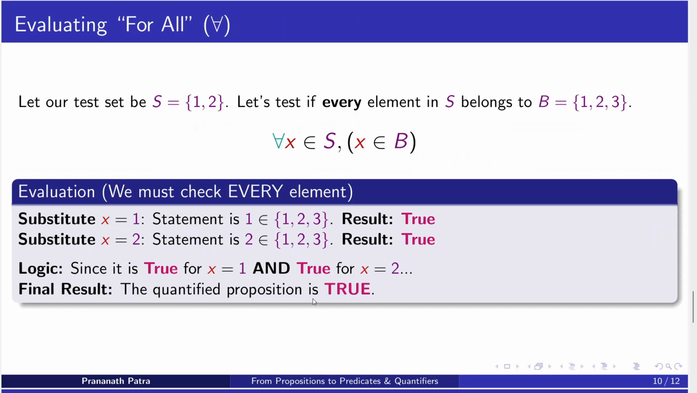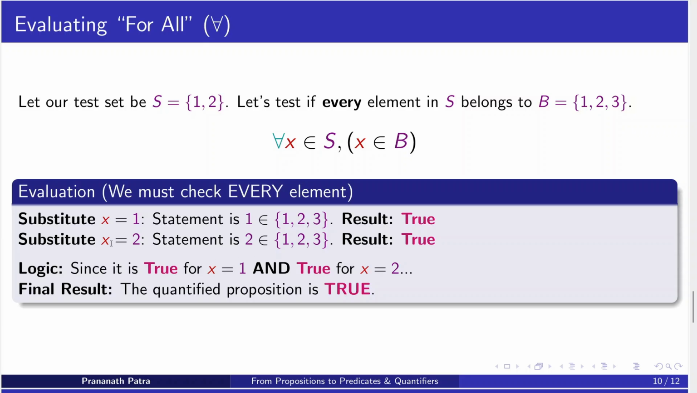Let's evaluate a for all statement. Let our test set S be {1, 2}. Let's test if every element in S belongs to set B, which contains 1, 2, and 3. Our statement is written as, for all x in S, x is in B. To evaluate this, we must check every element in S. First, we substitute x with 1. The statement is 1 is in B, which is a true result.